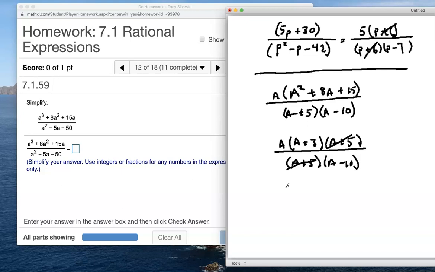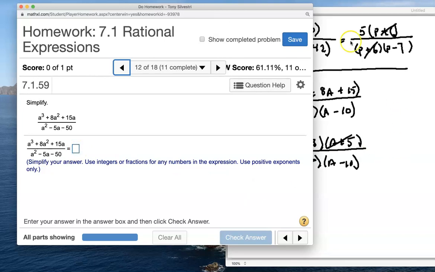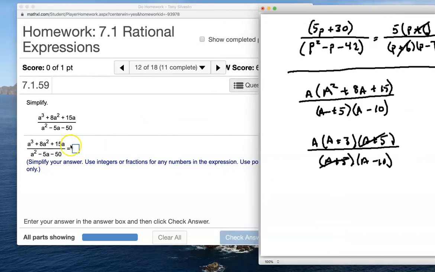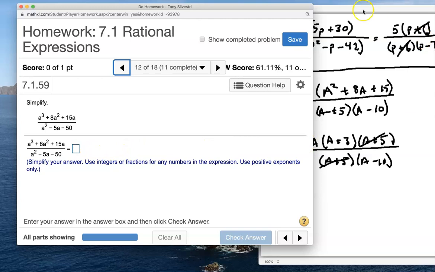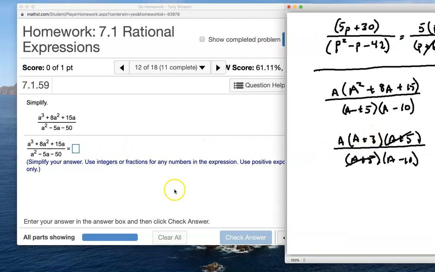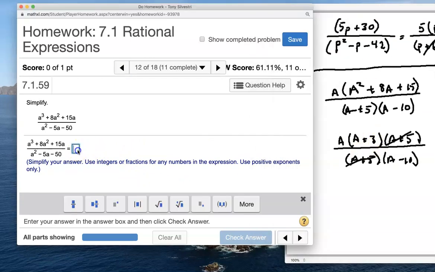Can't touch anything else. So what I would do to enter here is, first let's move this over to the side, is you don't need to multiply this stuff out. Just leave it like this. What I see up top, basically I have a fraction. The bottom is A minus 10, okay, A minus 10. The top is A, leave it alone, parentheses, A plus 3. Leave it like that. Okay, leave it like that.